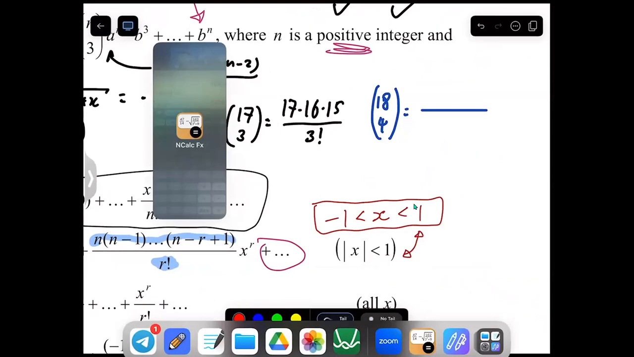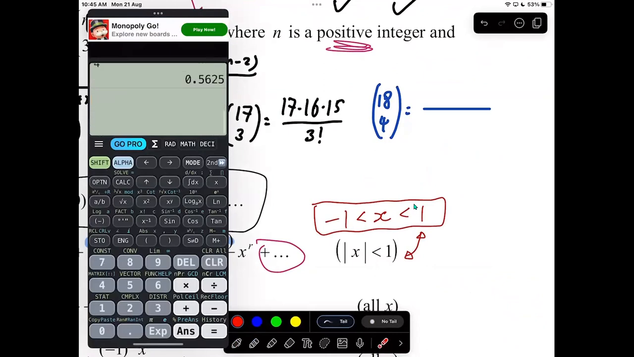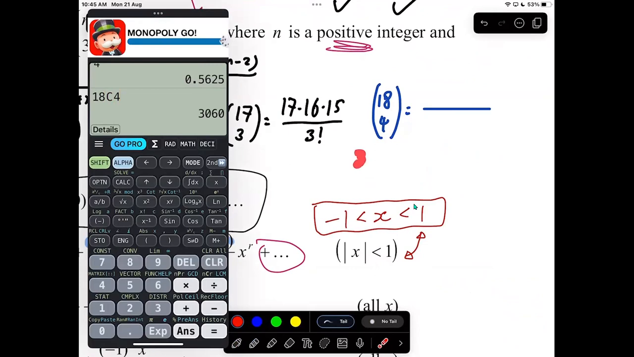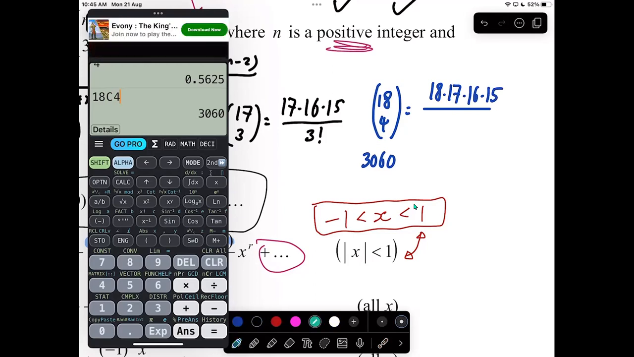18 times 17 times 16 times 15. How do you know I stop at 15? Because you see the number 4 at the bottom. 1, 2, 3, 4 factors at the top. Then divide by 4 factorial.